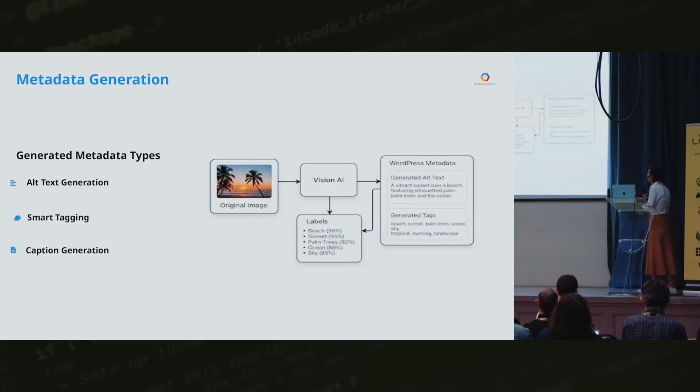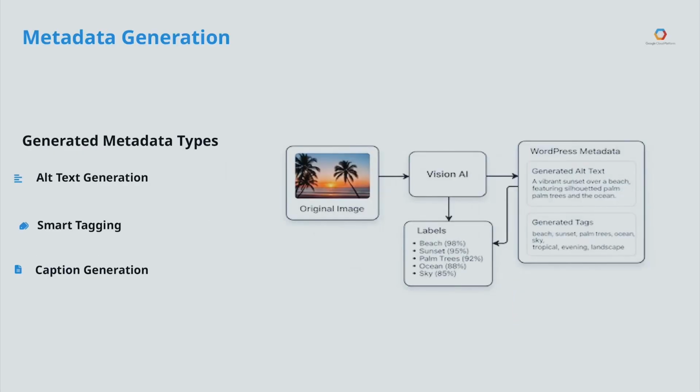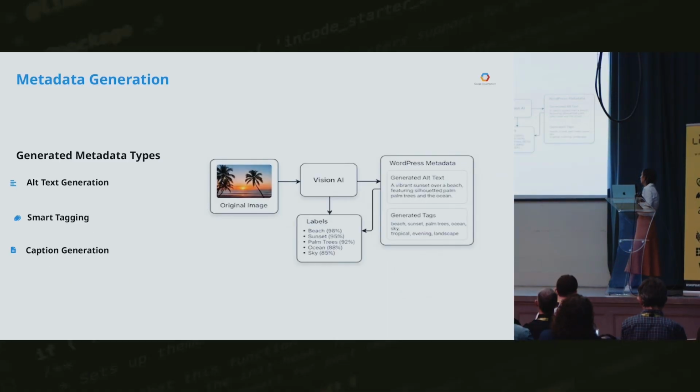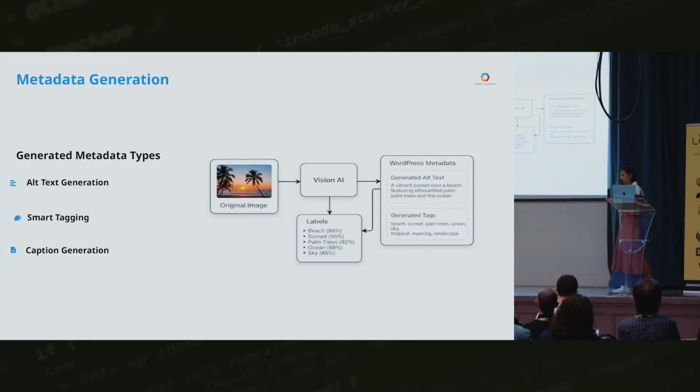A very simple example: an image with a beach and sand, palm trees. Vision AI goes to it. I guess that's too small, but that's the confidence score of what it finds in the image. Then it generates human-readable alt text: a vibrant sunset over a beach, silhouetted palm trees in an ocean. I couldn't write that. And it generates tags: beach, sunset, palm trees, and so on.